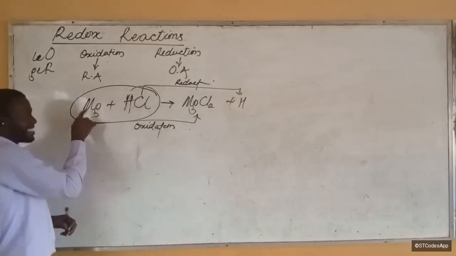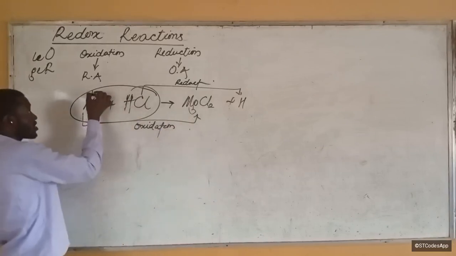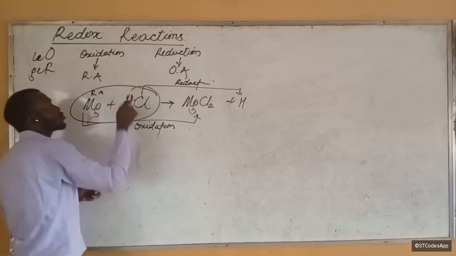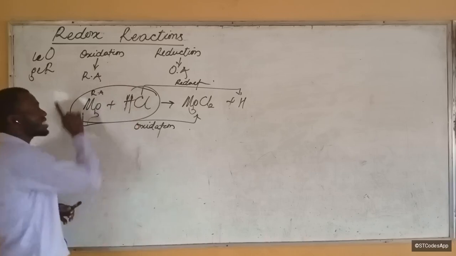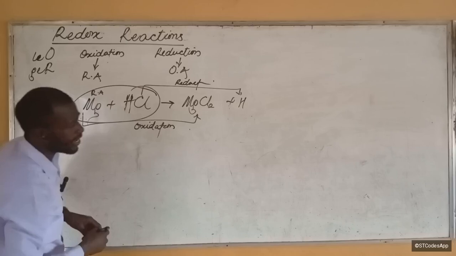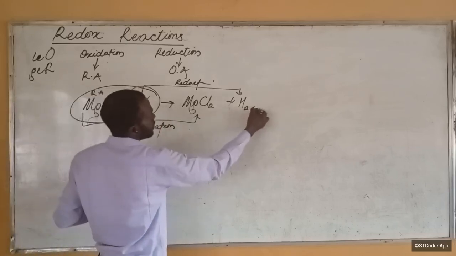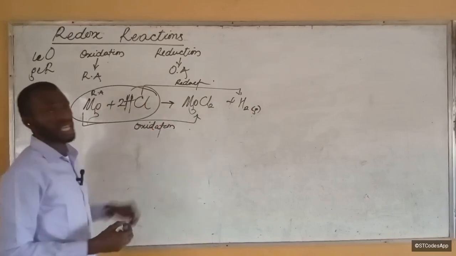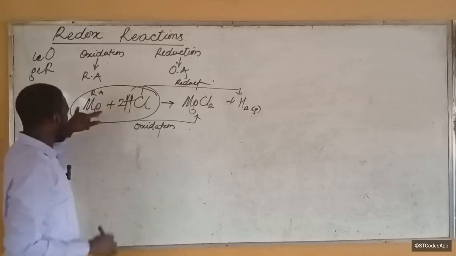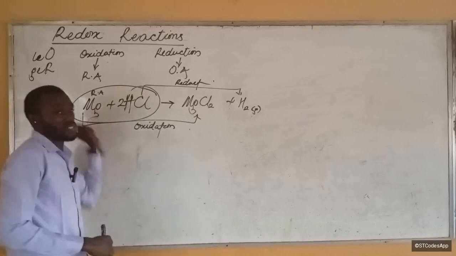Now, this guy that is being oxidized is the guy that is called the reducing agent. Why? Because it is the guy that helped in reducing this guy. It helped in reducing this guy by stripping it of its electronegative element. Does that make sense? I mean, it's supposed to be hydrogen gas. I'm sorry, so let me take that again. This guy is the reducing agent because it was the one that was oxidized.